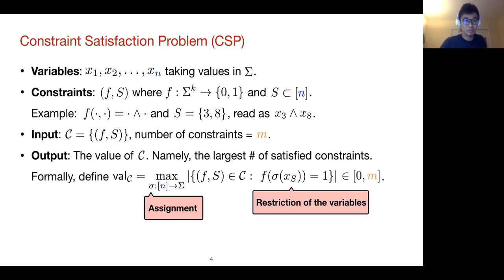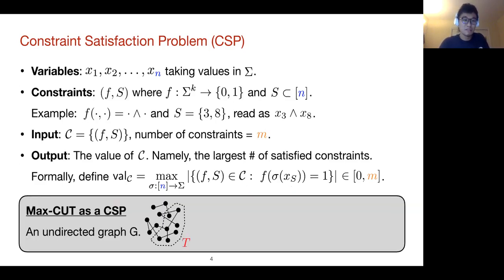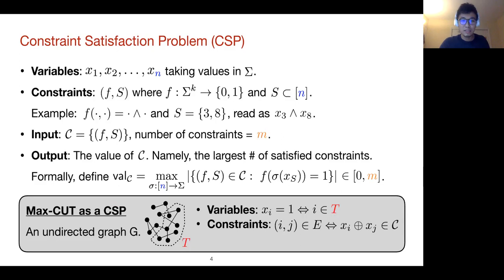And why is CSP interesting? Because it can encode lots of the problems we're interested in. For example, Max-cut. For Max-cut, you have an undirected graph and you want to find the largest cut. To translate it into CSP, you can think of a variable being associated with each vertex, deciding whether this vertex lies in the cut set T. The constraint is an edge. An edge is a cut edge if and only if x_i XOR x_j is 1. So the value of the corresponding CSP problem is exactly the Max-cut value.